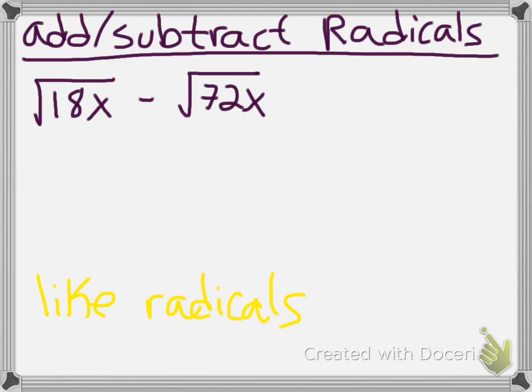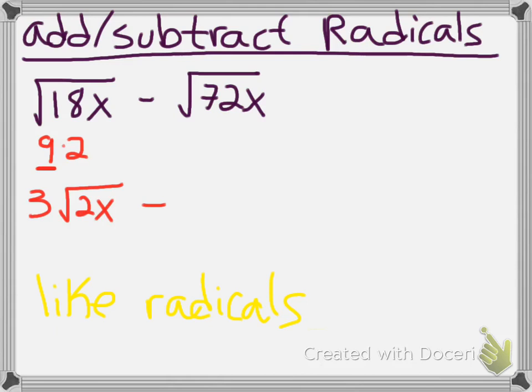So 18, I'm going to look at the 18 first. That can definitely be written as 9 times 2. Now I chose that again because I know the square root of 9. So square root of 9 is 3, so that's going to come on the outside. The 2 and the x I did not know the square root of, so they stay on the inside. Minus. Then we're going to do the same thing with the other radical, square root of 72x.